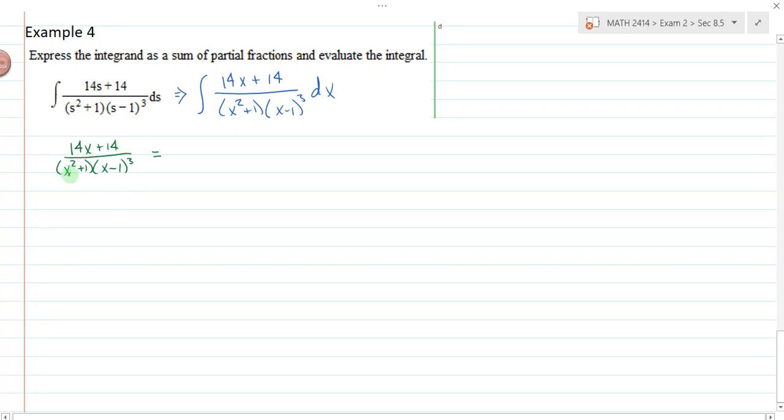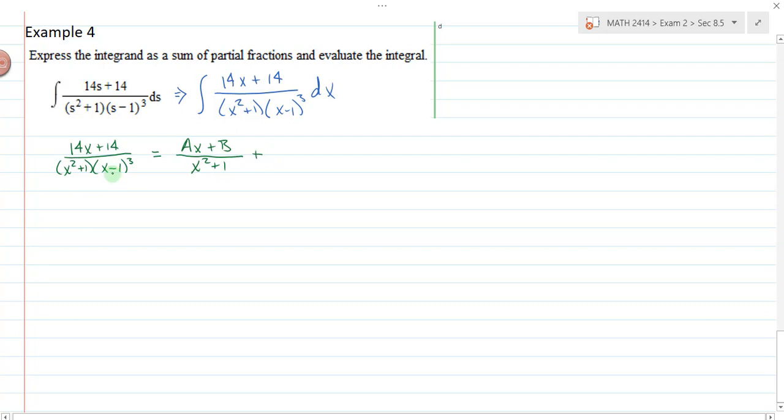Does this quadratic factor reduce? Can I factor it further? No, because the sum of two squares does not factor further. This is the first problem we've had now since I've talked about it, where we have a quadratic factor that's prime. When I write this out in its expanded form, I've got to have a linear factor on top. So that linear factor is going to be ax plus b, and that's going to be over x squared plus 1.